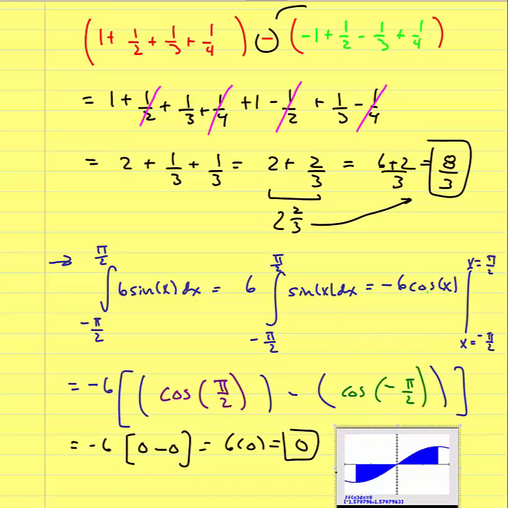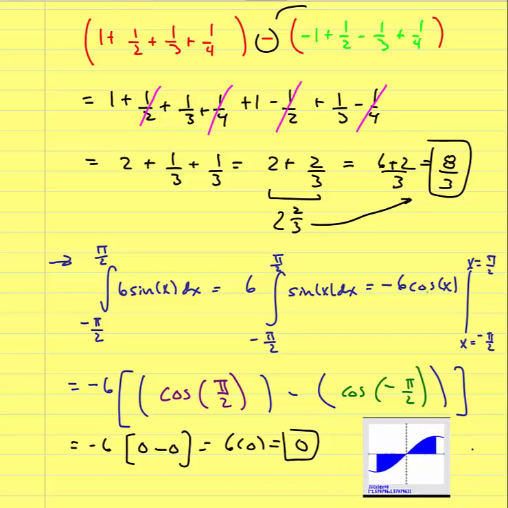Now, if you wanted to talk about other things like total area, then that would be a whole separate problem. So when you're looking at these, you have to be aware of getting an answer like 0. It doesn't mean there's no area, it just means there's no net area. Now there's other things that we can do with integrals.